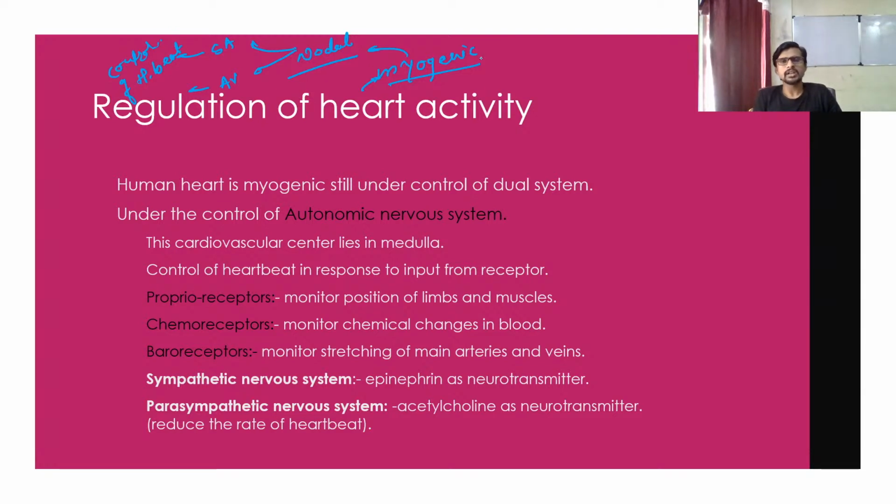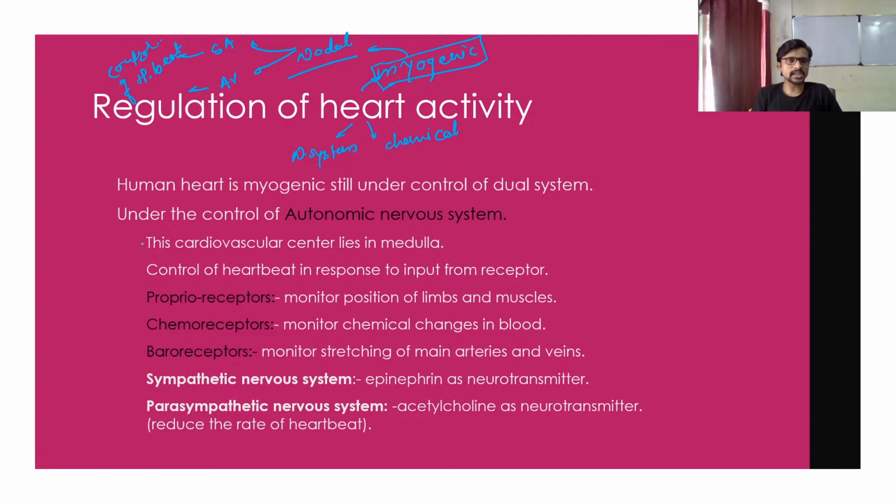But still, though it is myogenic, it is under the control of two systems. Your heart is under the control of two systems. One is a chemical system and the second is a nervous system. Both of these systems are involved in the regulation of the activity of the heart. Let's see, guys, the control under the autonomic nervous system.